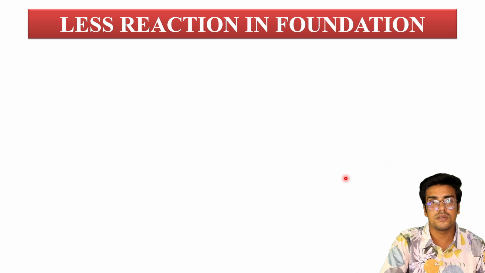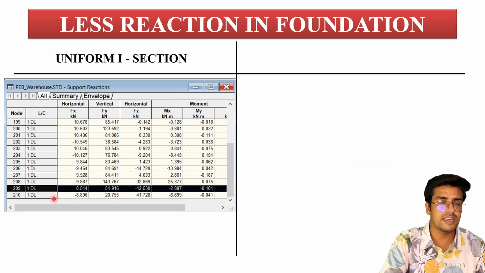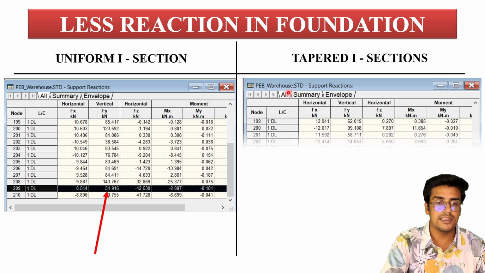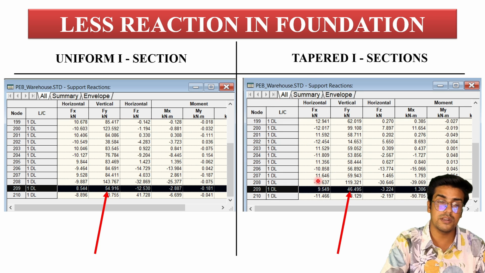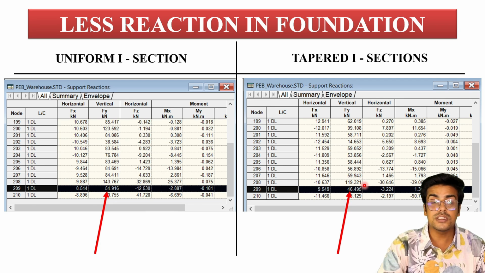Okay. So let's also take the reactions. It's obvious that if steel is going to be less, then the reaction is also going to be less. For the uniform I section, I have taken a test node, and this node has a reaction in the y direction of 54.916 kilonewton. And for the tapered section, the same node has 46.495. So less reaction is also generated at that particular point. So less steel requirement is going to be there in the foundation, thus reducing the cost overall. Okay, so that's a very good concept.